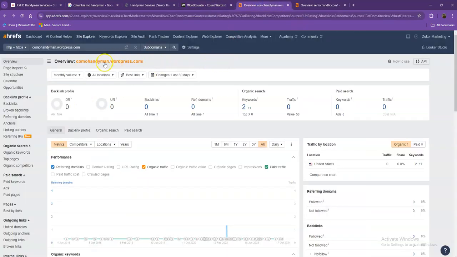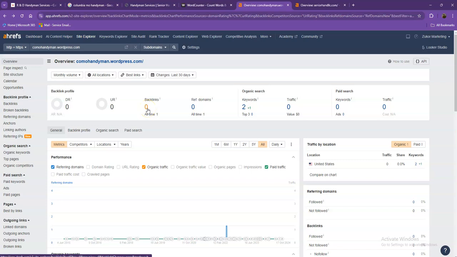So we have here Ahrefs, one of the paid tools that we're using for us to have some more information on the back end of your website. We'll be talking more about the numbers starting off with DR. This is the level of trust that Google has in your website, and UR is the strength of your website.